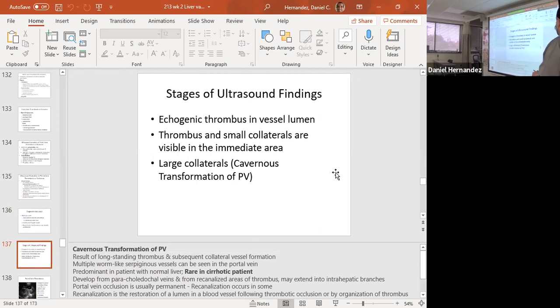The stages of ultrasound findings. So in the early stages, we'll see the echogenic thrombus and the vessel lumen. As it progresses, thrombus and small collaterals are visible in the immediate area. And then at end stage, with chronic portal vein thrombosis, we develop those large collaterals, which is termed cavernous transformation of the portal vein.